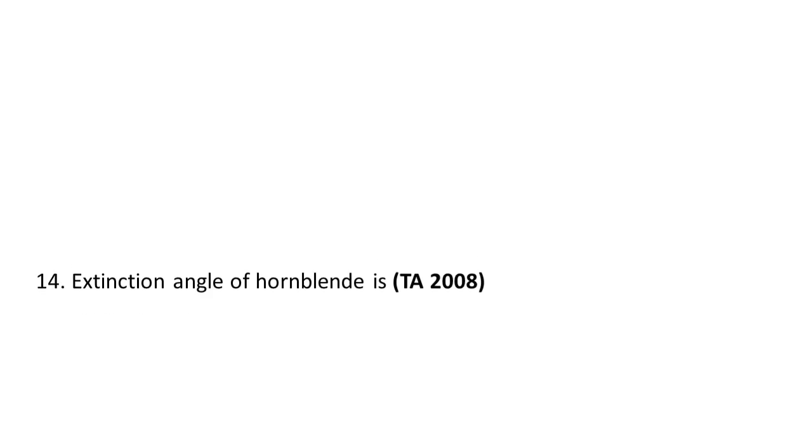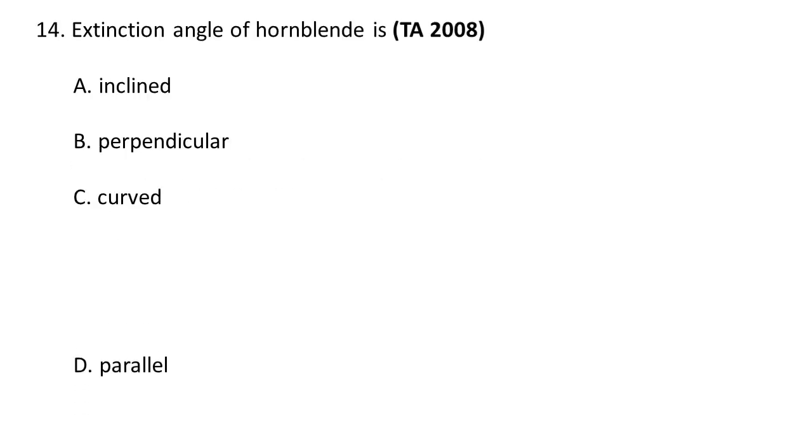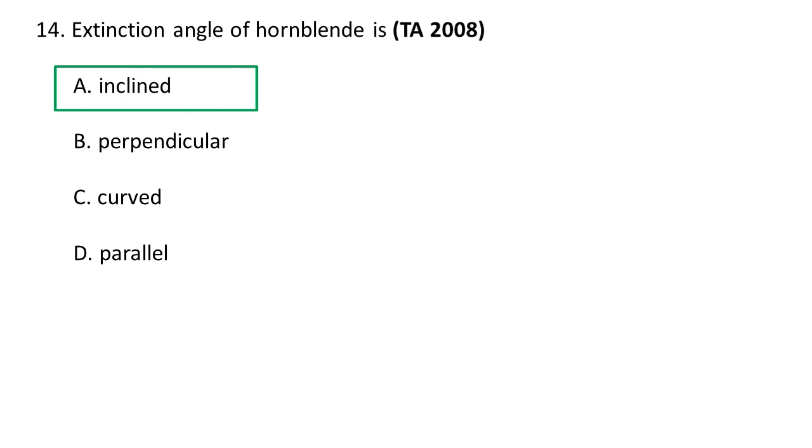Next question. Extinction angle of hornblende is, the choices are A. inclined, B. perpendicular, C. curved, D. parallel. Extinction angle of hornblende is inclined. Extinction angle is the angle between the cleavage direction of a mineral and the extinction. In a petrographic microscope, extinction is when cross-polarized light dims, and for anisotropic minerals such as hornblende, the extinction angle is between 1 to 89 degrees and it is inclined.